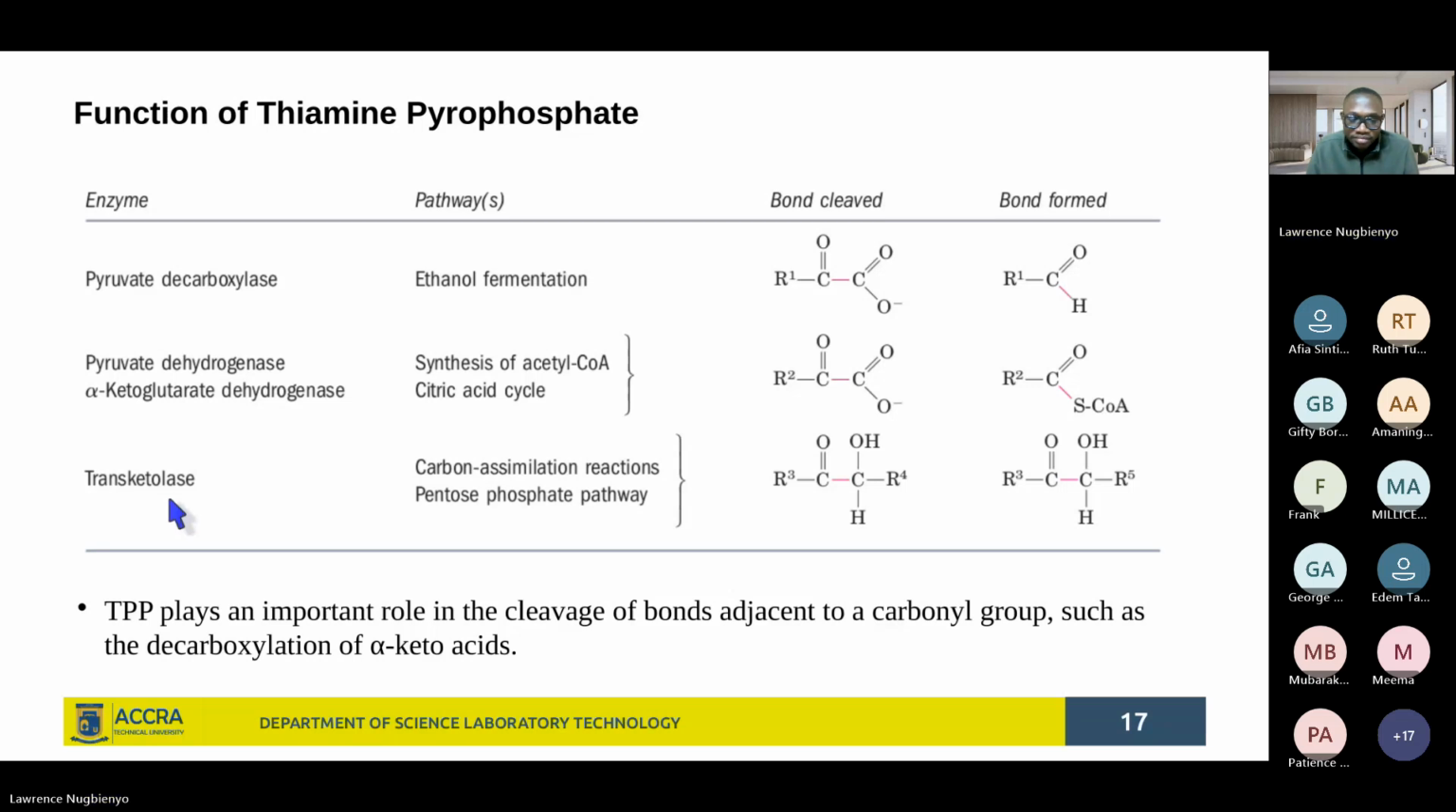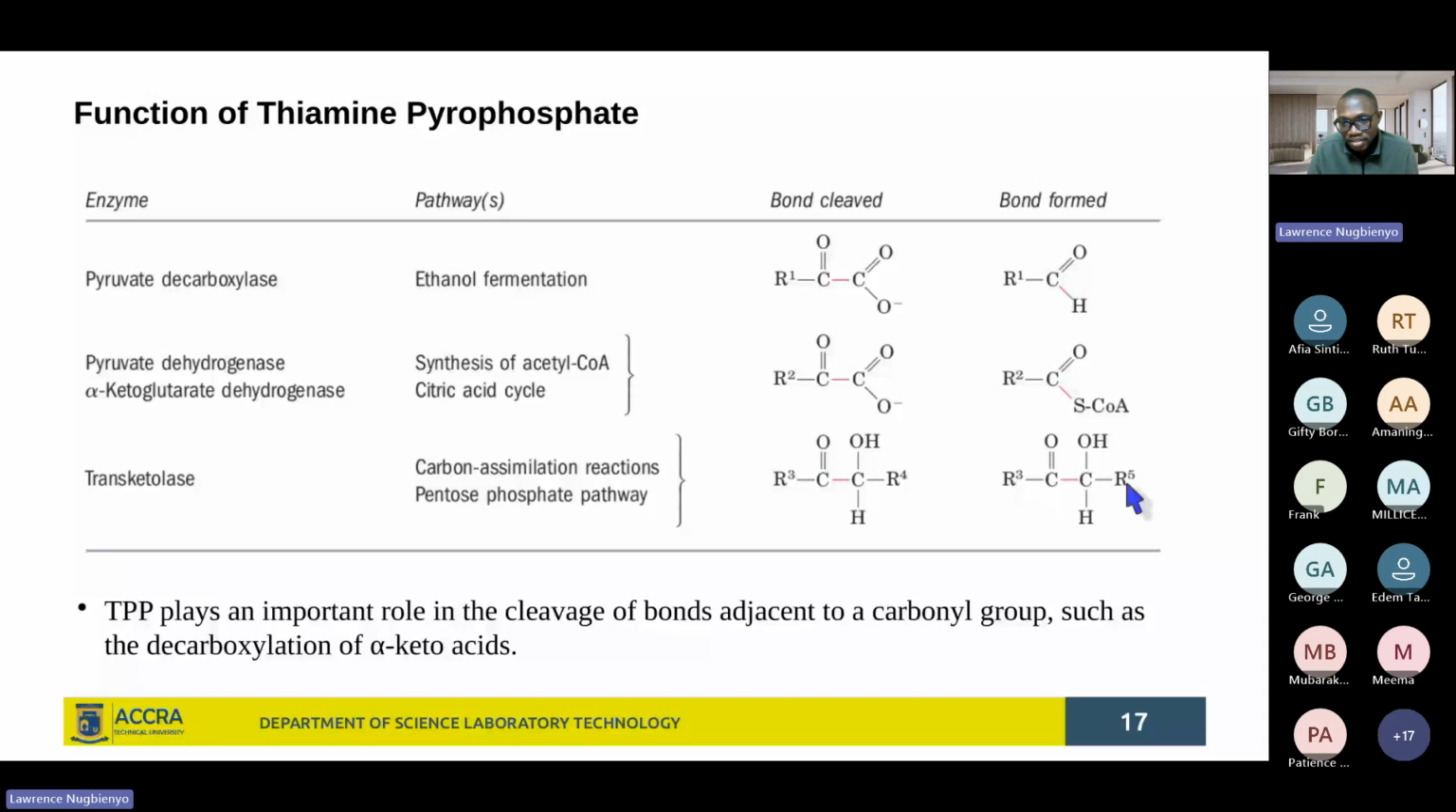So this you will see in what we refer to as carbon assimilation reactions, the pentose phosphate pathway, where you have the synthesis of nucleic acids coming from. And clearly what you see here, the bond that is broken is shown in red. And so you see these whole parts, the second carbon with the OH, hydrogen, and R4 is gone. And a new group which is similar to that is bonded onto it. It looks the same, but they are not the same because the R can be different.